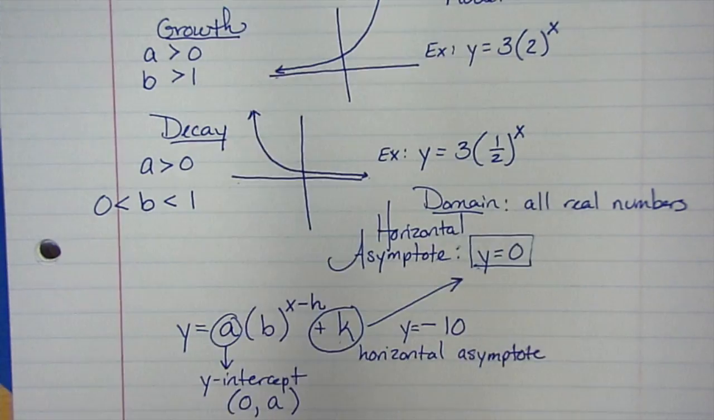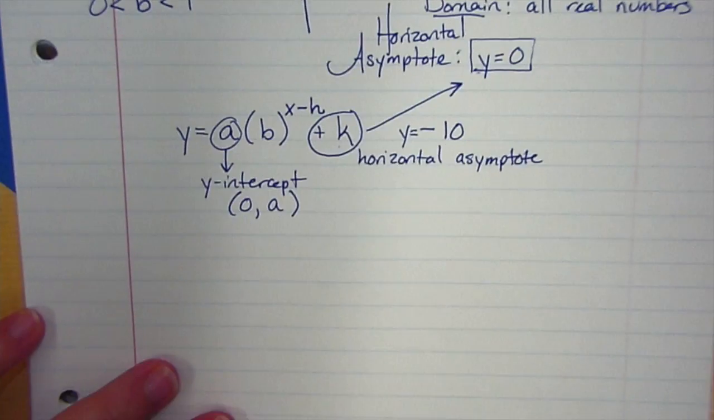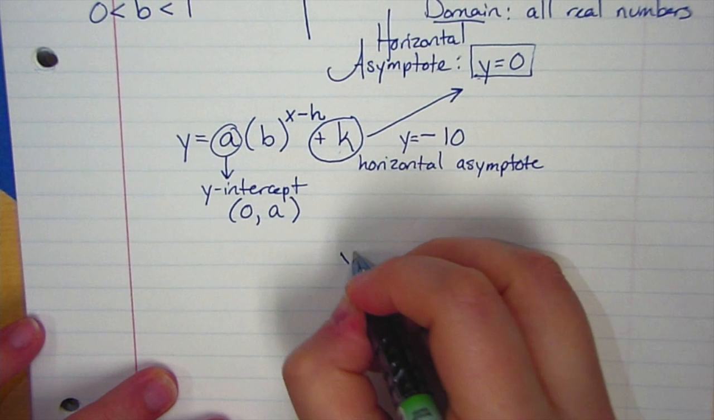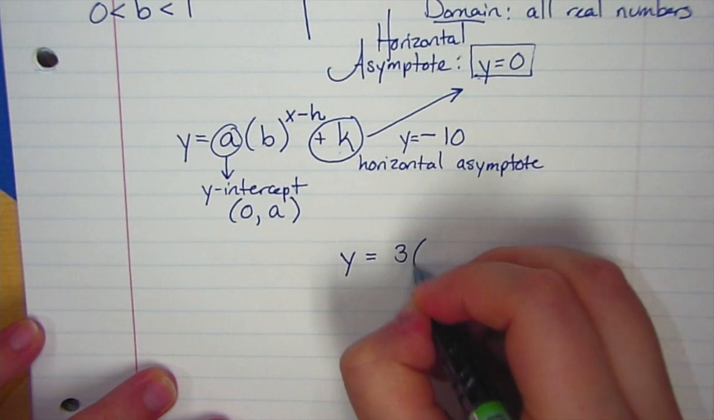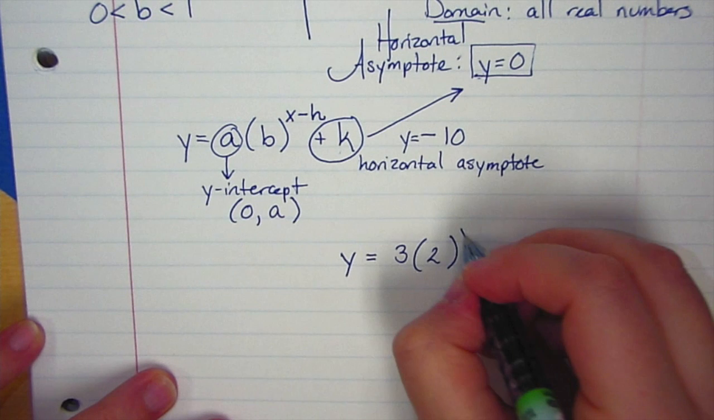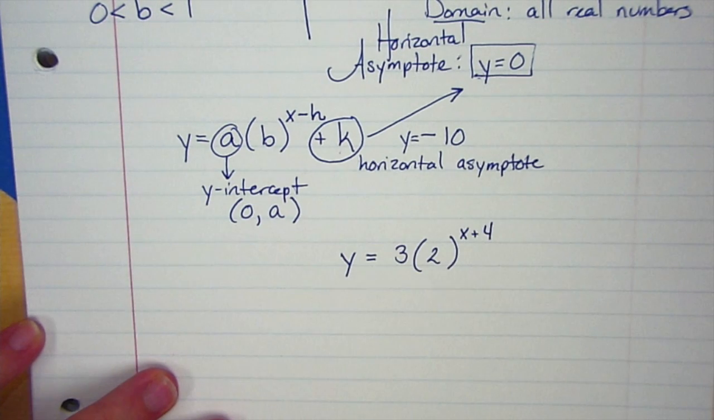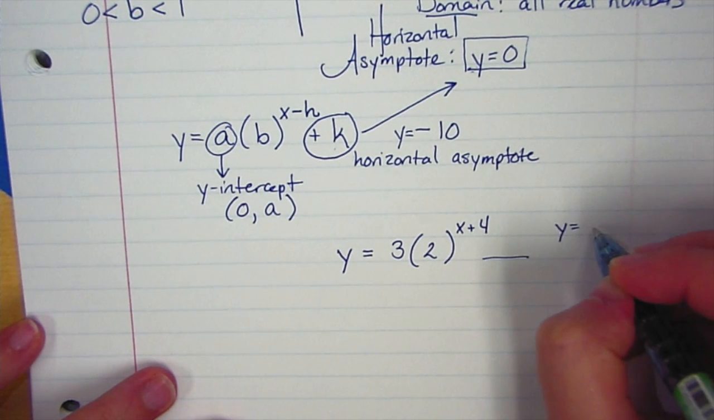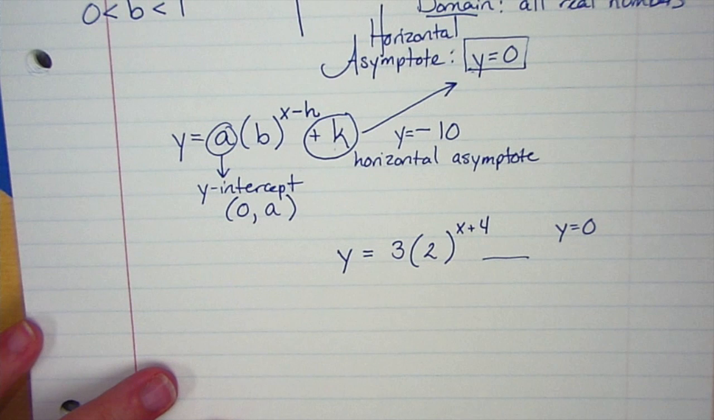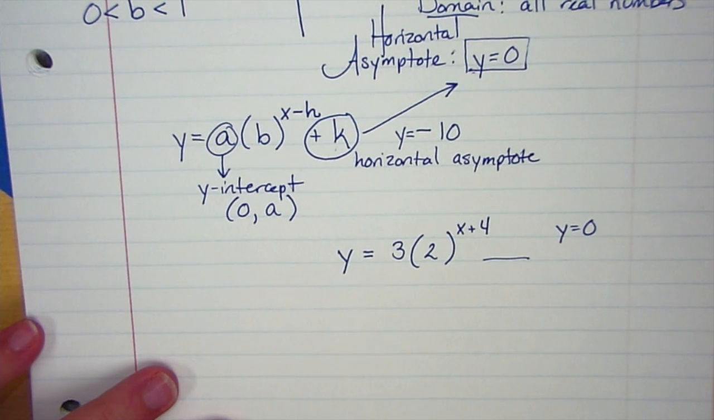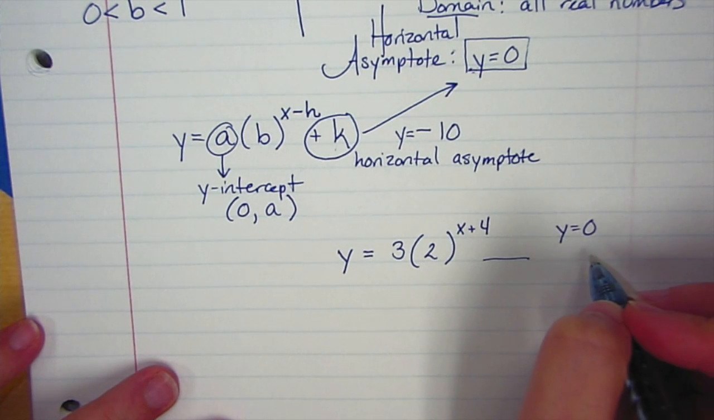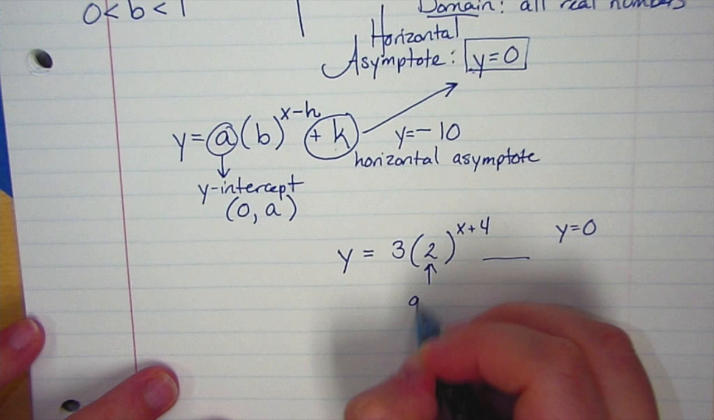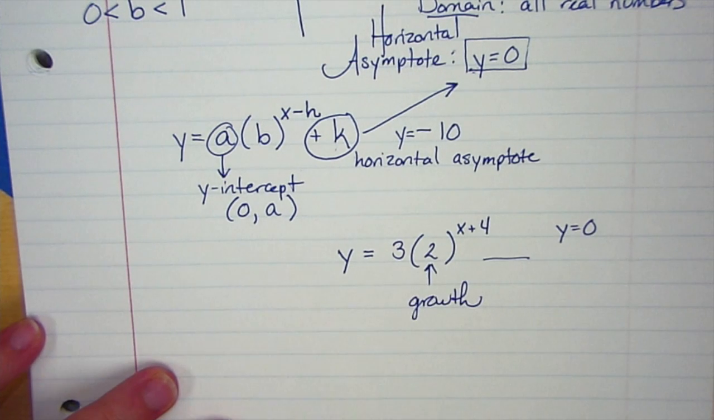So an example equation, to kind of put all this in perspective, might be y equals 3 times 2 raised to the x plus 4 power. There's no k over here, so we can assume that our horizontal asymptote is still at y equals 0. This is a growth model because our b value is greater than 1.